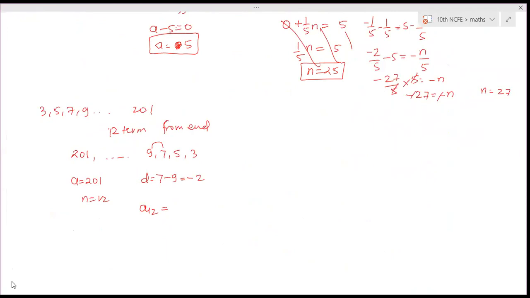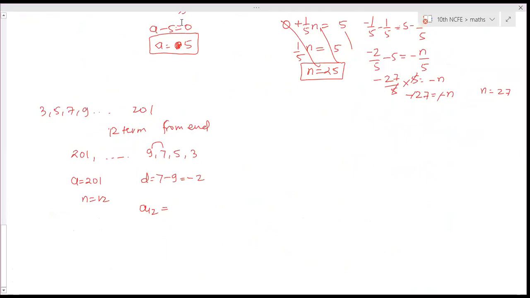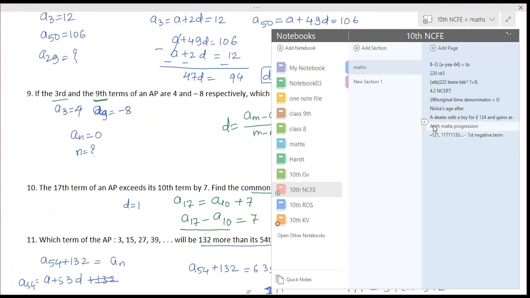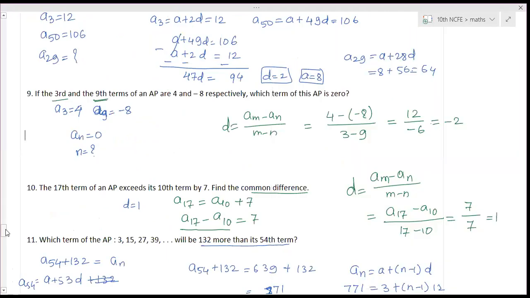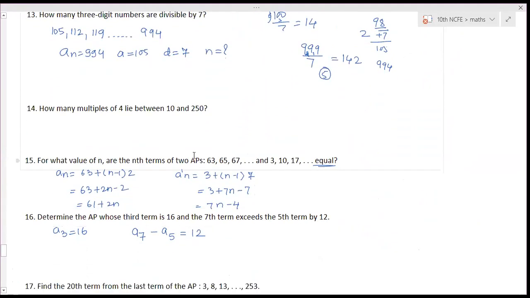For what value of n is the nth term of the arithmetic progression 63, 65, 67 and 3, 10, 17 equal? Santosh, yesterday only you solved this question. Something like this is there in NCERT. See here, 15th question, it's the same question. Yes, ma'am. Got it? Okay.